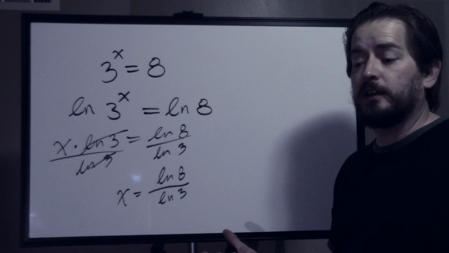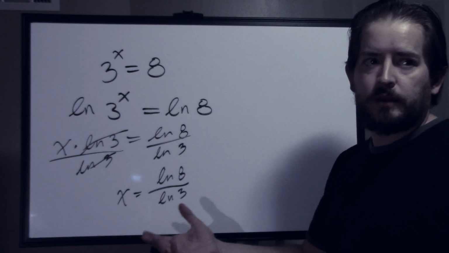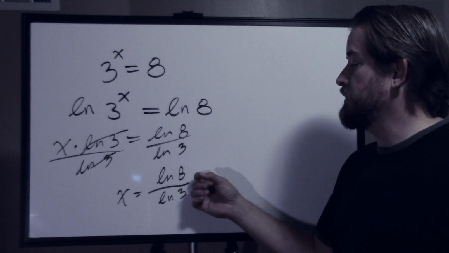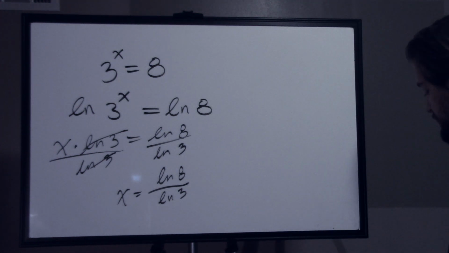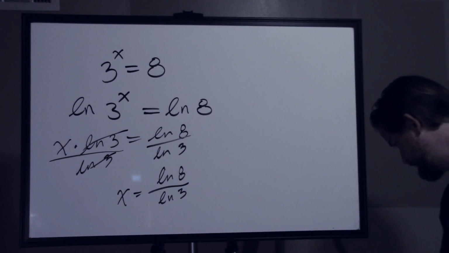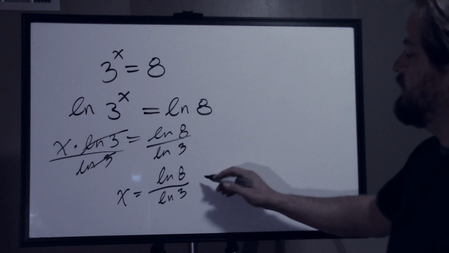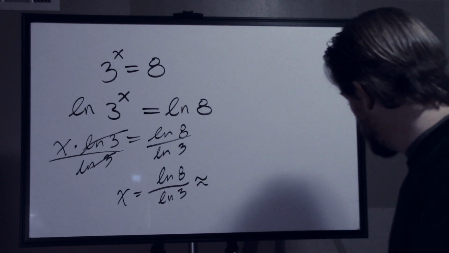If it asks you to evaluate it or approximate it or find some number rounded to whatever decimal places, then you have to throw this into the calculator, take the natural log of 8, divide it by the natural log of 3, and see what you get. And so let's see what I get here. I get 1.89. And usually I think in the homework they ask you to round it to 3 decimal places. So let's do that here.